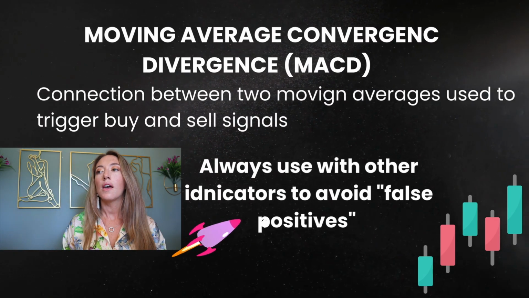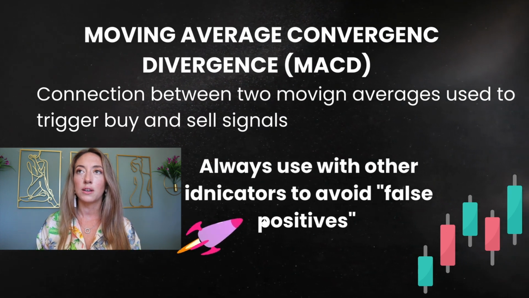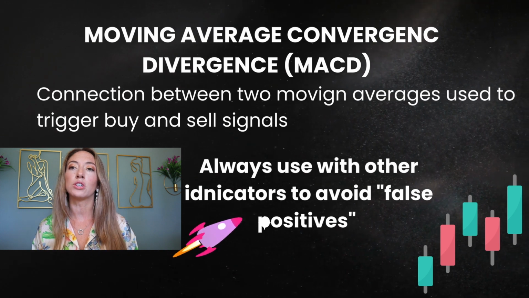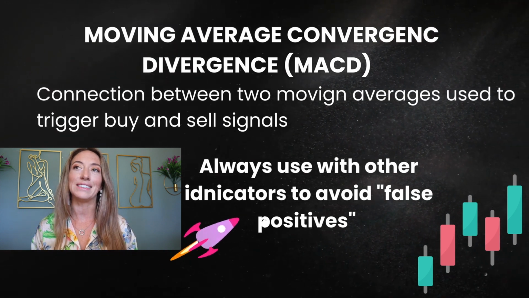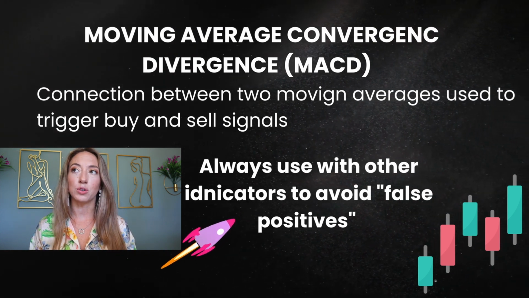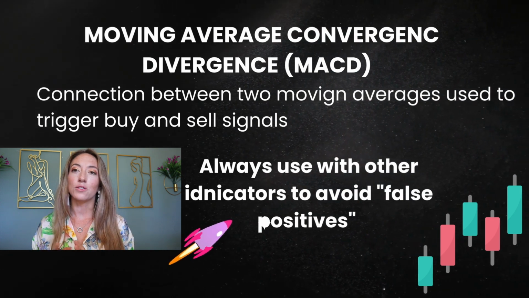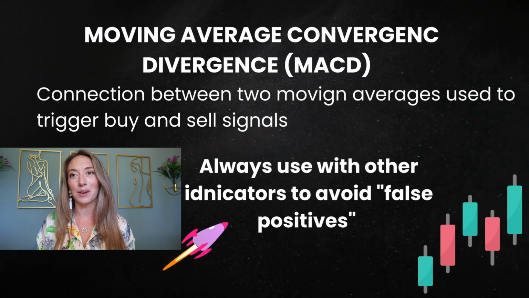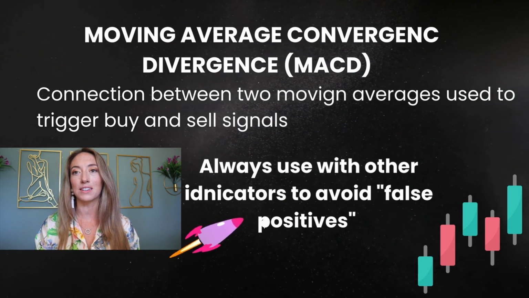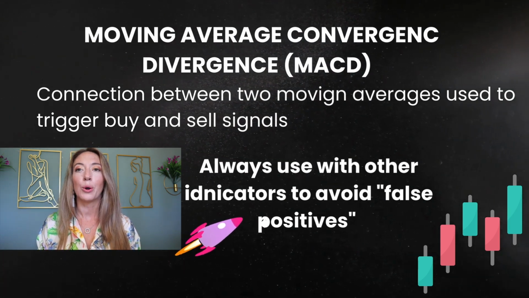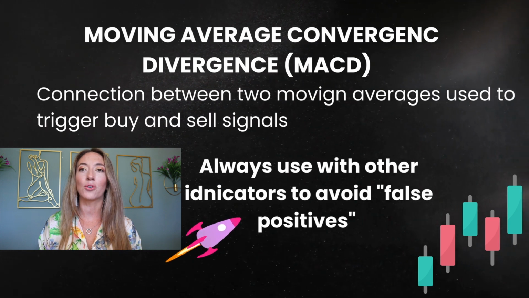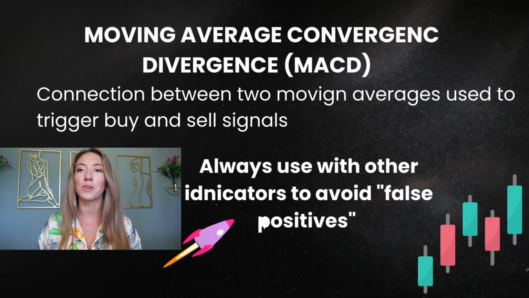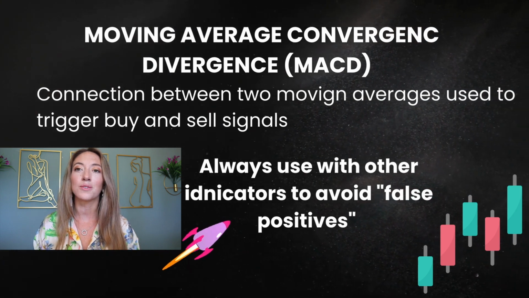Now something else that's very commonly used in trading to spot the direction of the markets is something called the moving average convergence divergence indicator, or the MACD. This is the connection between 2 moving averages, and it's used to trigger buy and sell signals. Always use it with other indicators and time frames, because you can have false positives. So be careful about using one indicator or method by itself. Always cross-reference and understand the chart on multiple time frames with multiple indicators. This is just the second episode, so stay tuned for the rest.